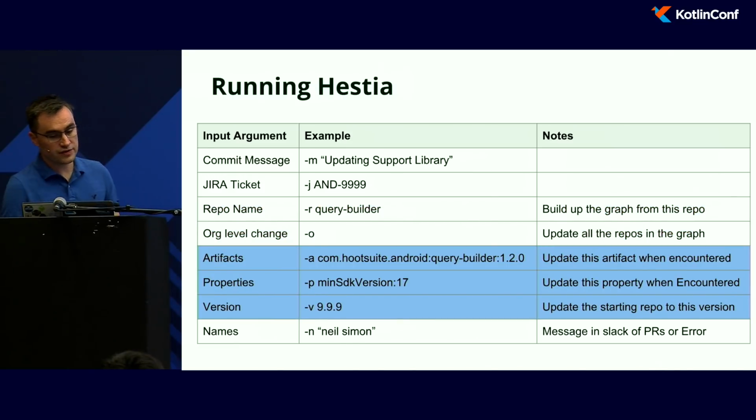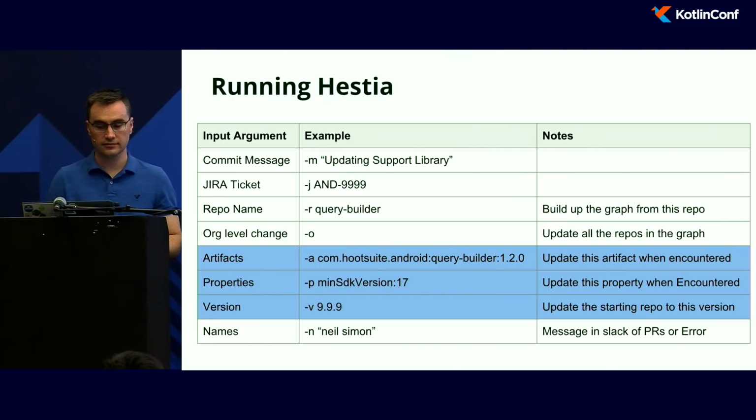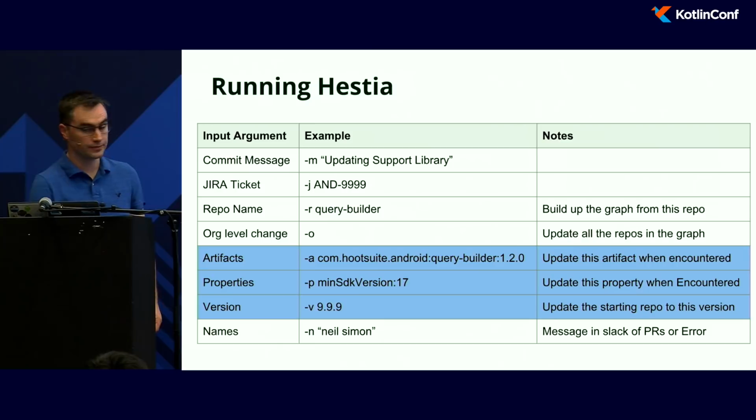The desired changes to the graph are passed as artifacts. Either internal or external libraries to be bumped are passed here. So you can see we want to bump the version of the Hootsuite query builder library, though this could just as easily be Dagger 2.